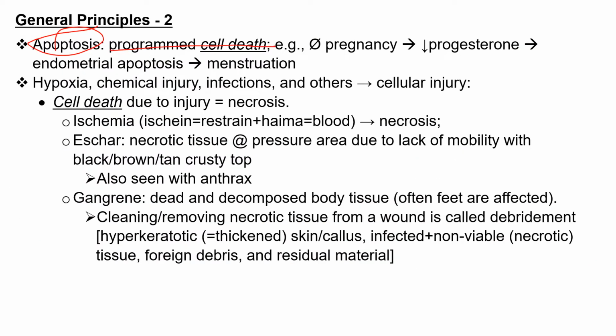Apoptosis is a programmed cell death. It usually happens to help us do better. For example, in pregnancy, when there is no pregnancy, and women usually don't get pregnant every month, progesterone required for gestation is not produced, it's decreased. And so the endometrial lining of the uterus dies, and that's programmed, and then we see it every month as menstruation. Do know the difference between hypoxia and ischemia.